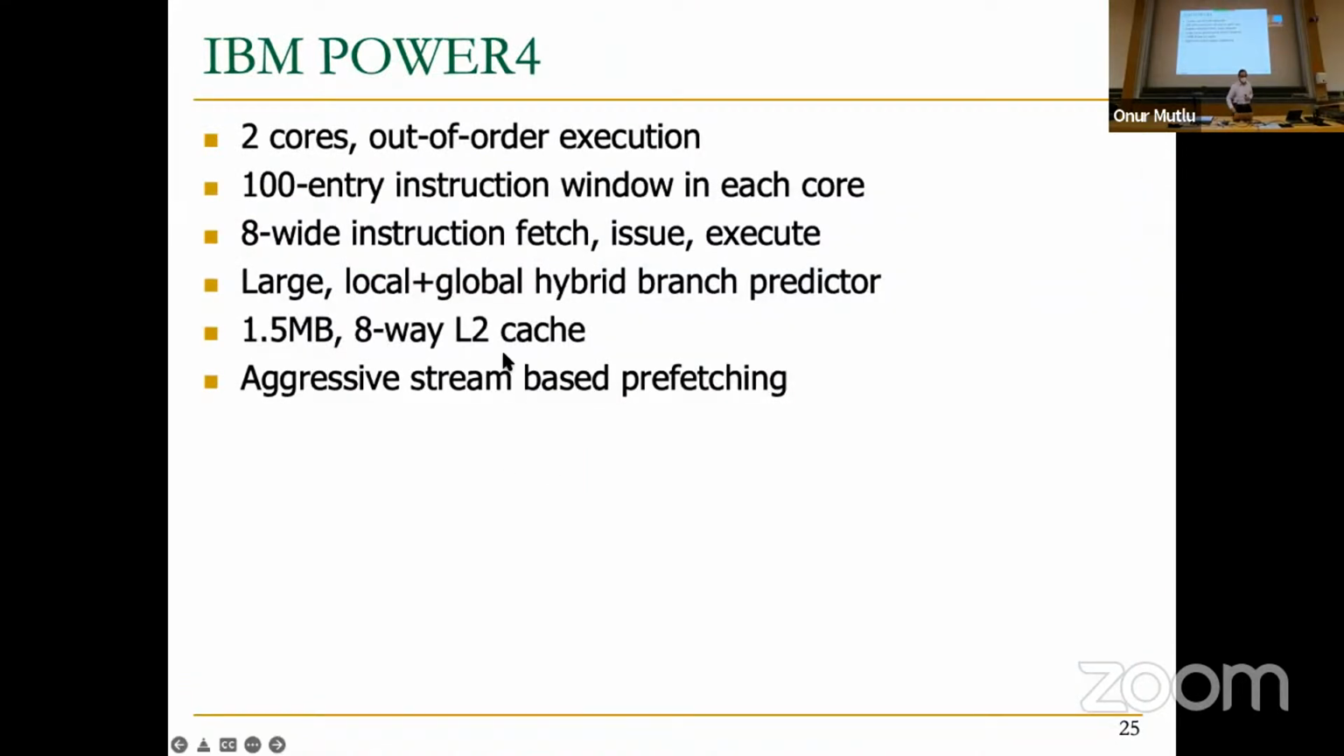This was one of the first multi-core engines, actually. It had 2 cores, and both of them had out-of-order superscalar execution. And each of them had 100-entry instruction window. So I'm showing you this. This is around 2002, again. And you can see that it's 8 wide instruction fetch. It's pretty wide, and we'll cover some of these other things later on.